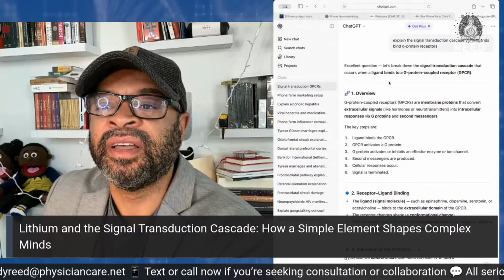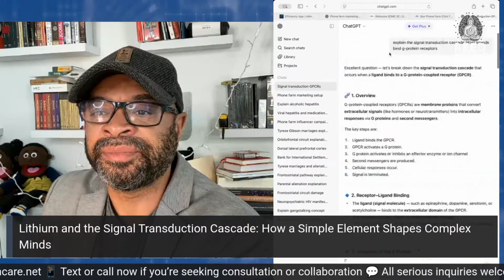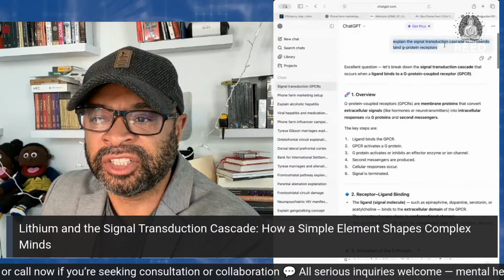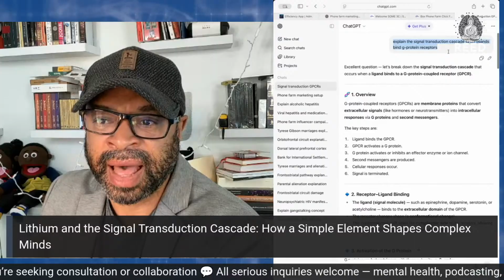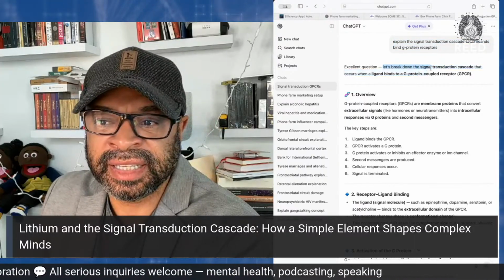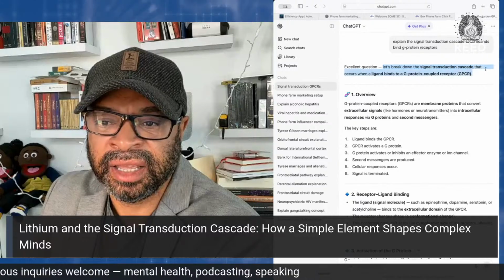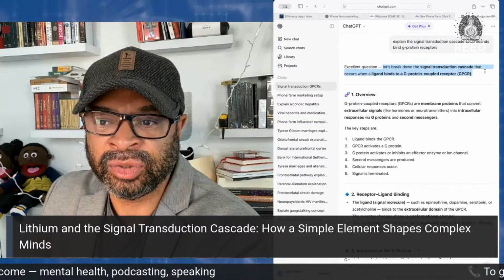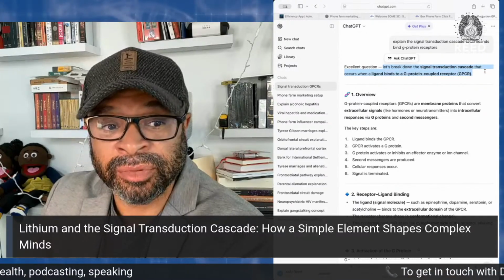Okay, here, explain the signal transduction cascade when ligand binds G protein receptors. Excellent question. Let's break down the signal transduction cascade that occurs when a ligand binds to G protein coupled receptors.